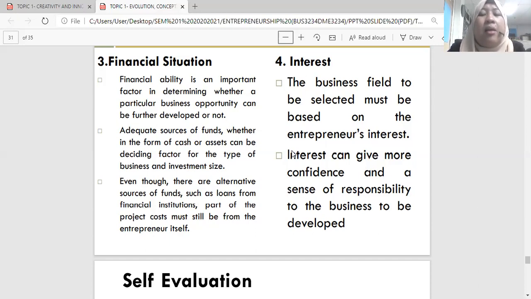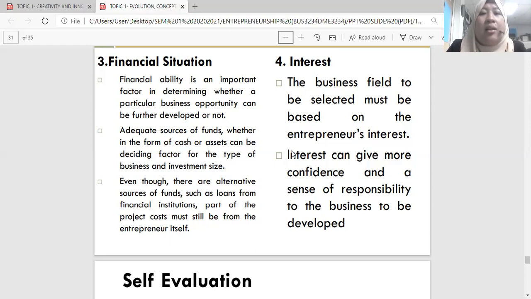Okay. And then number 4 is talking about interest. The business field to be selected must be based on the entrepreneur's interest. Okay, interest can give more confidence and a sense of responsibility to the business to be developed. So dia kata kat sini mesti ada minat.